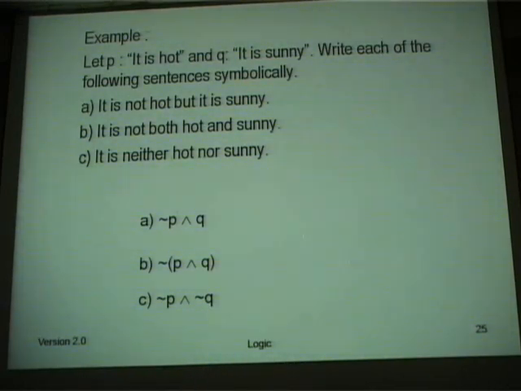Yes, it is neither hot nor sunny. So what does that "nor" mean there? The "but" and the "nor" are different forms of "and." So depending on the context, sometimes you have to replace the "but" with "and," sometimes "nor" with "and." So this is not a disjunction, it is an "and."